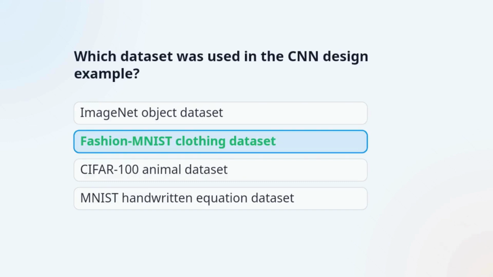The correct answer is Fashion MNIST clothing dataset. The article specifically uses Fashion MNIST, a dataset of grayscale clothing images with 10 classes. It is a common benchmark for image classification.